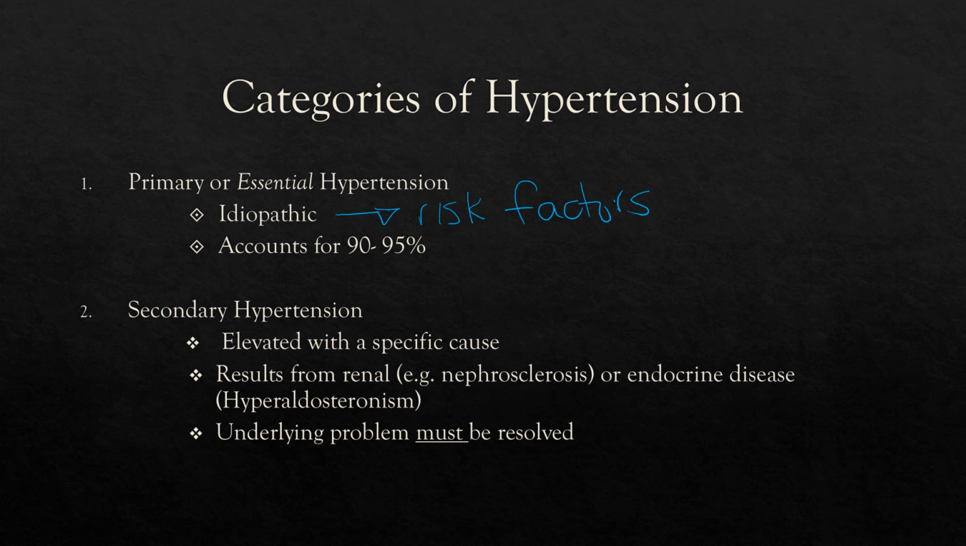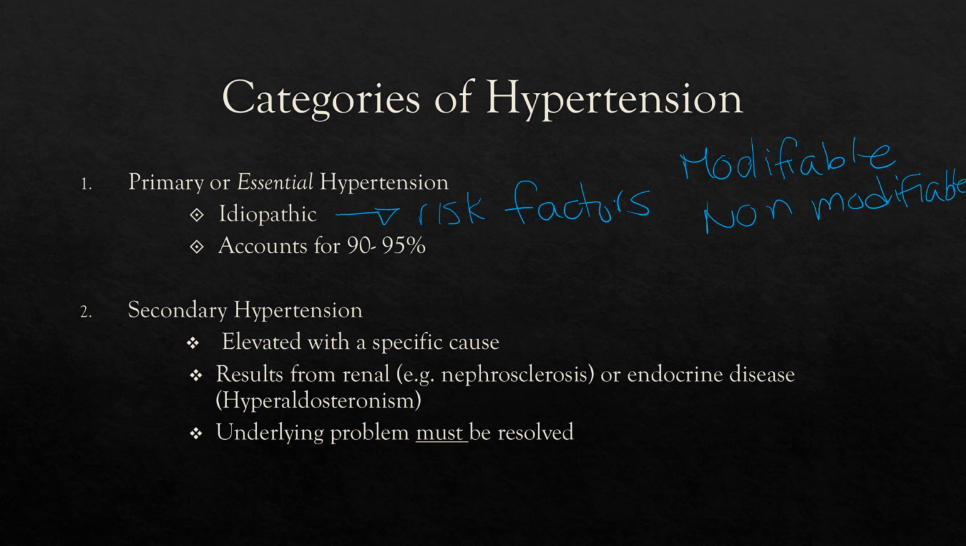So when we think about risk factors, start to think about those that are modifiable, so things that you could change, and non-modifiable risk factors. It accounts for 90 to 95% of the cases of hypertension seen clinically, whereas with secondary hypertension, the blood pressure is elevated with a specific cause.